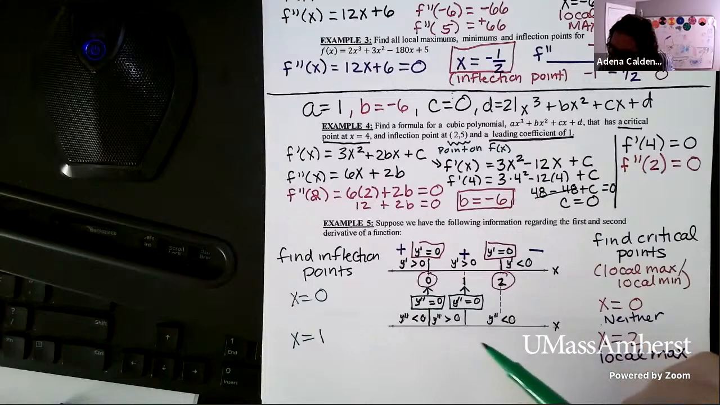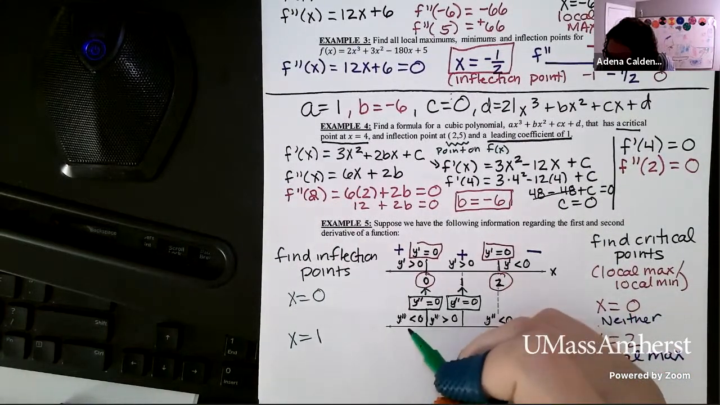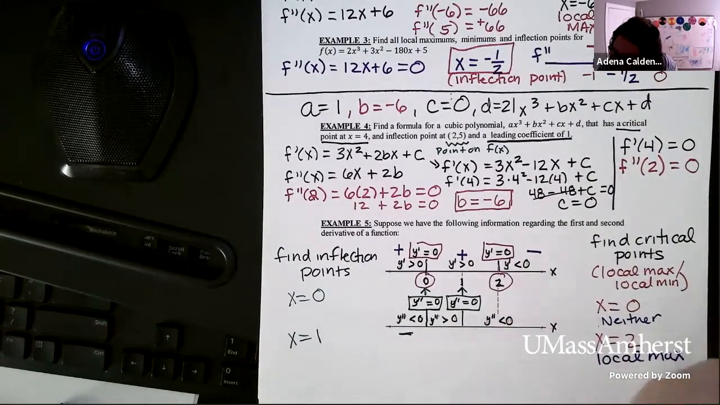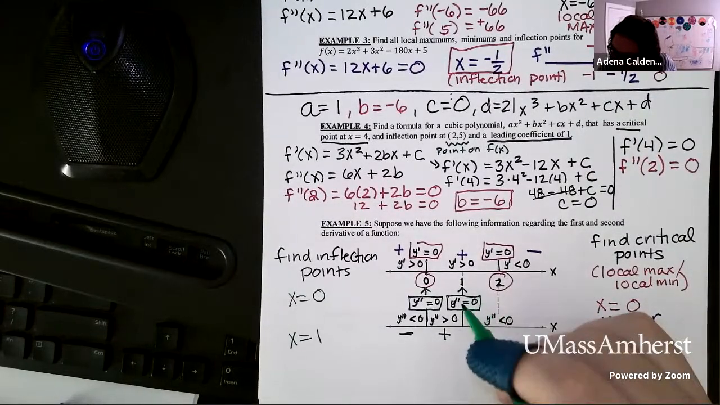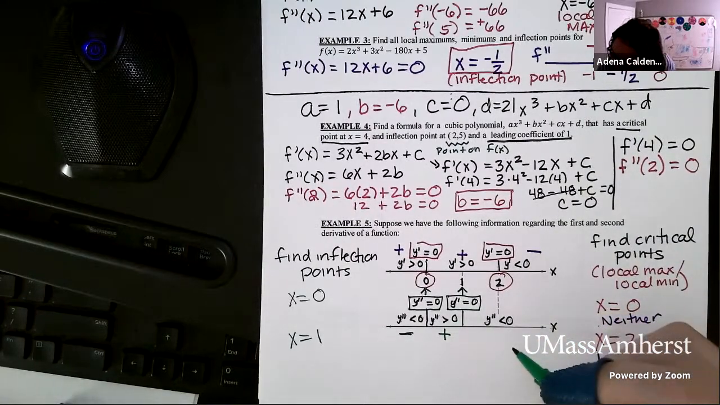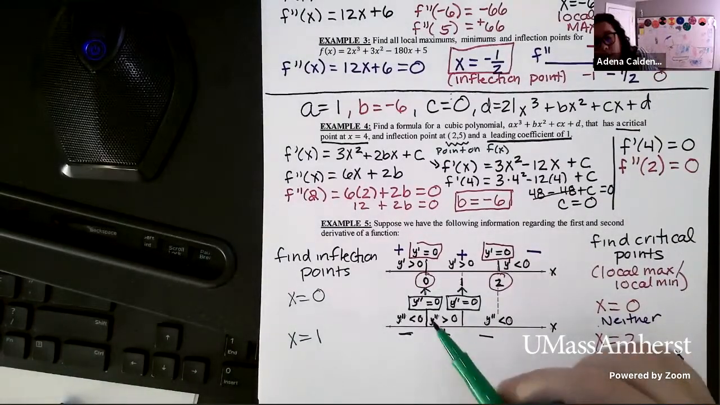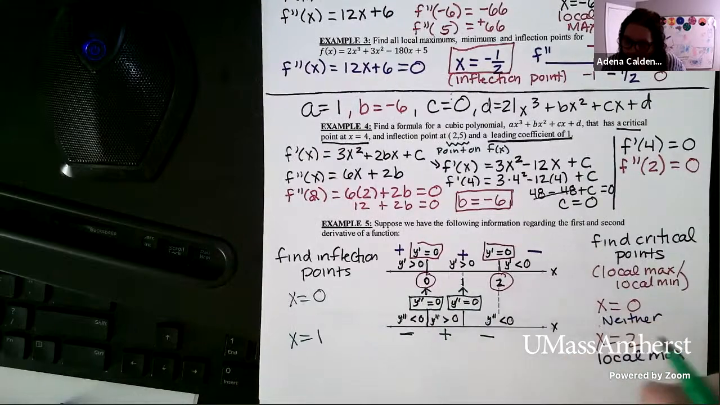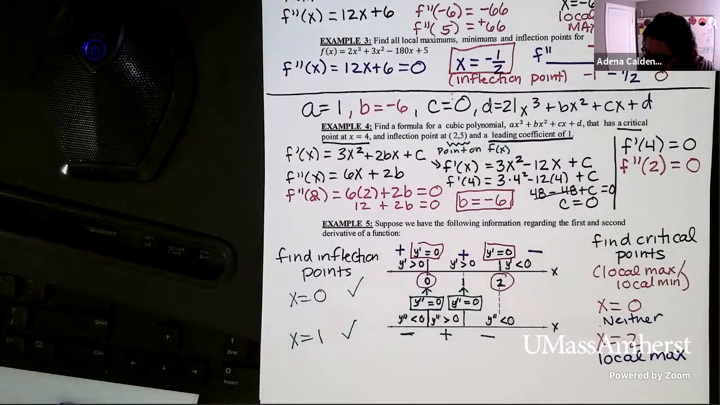So I look at the sign of the second derivative to see what's going on here. So to the left of 0, I see that the second derivative is negative. To the right of 0, I see that it's positive. So to the left of 1, it's also positive. That's the same interval. And then to the right of 1, I see that it's negative. So for both 0 and 1, I change signs around the second derivative. So they are both indeed inflection points.